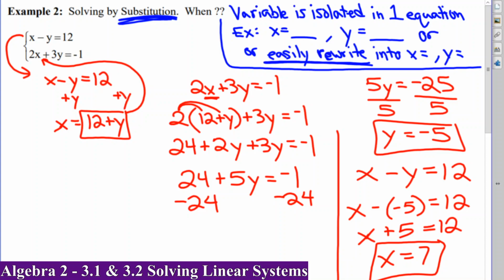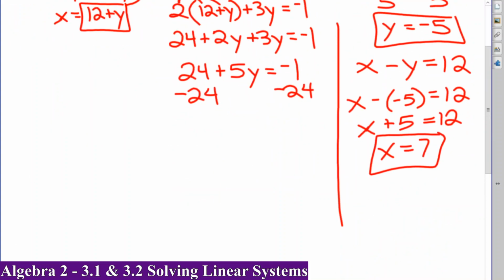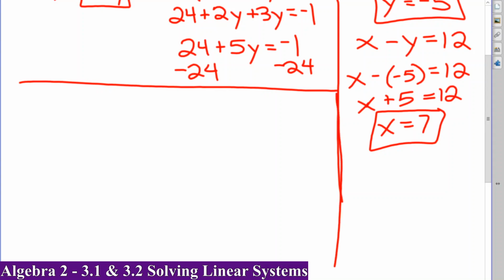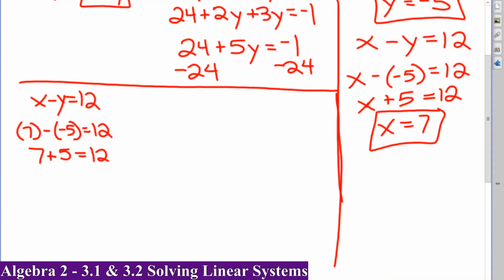Now remember, these are my potential answers. I'm not 100% sure if they are my actual answers. So what we need to do now is make sure that they are the correct solutions, and the only way to do that is to plug them into both of our equations. I'm going to plug it into the first one. x minus y equals 12. x we found to be 7. 7 minus a negative 5 gives me 7 plus 5, which does equal 12.